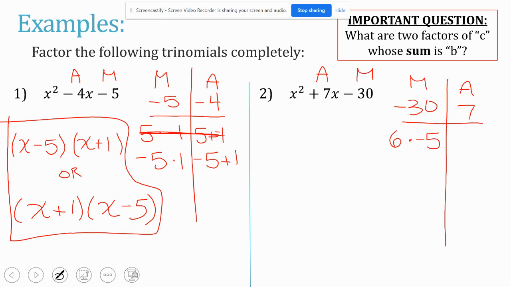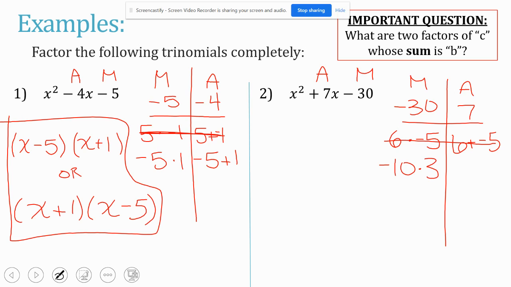6 times -5 gives us -30, but 6 plus -5, different sign, subtract, keep the sign of the larger. 6 minus 5 is 1. So that doesn't give us 7. So this is not the set of numbers we're looking for. Let's try -10 and 3 and see what happens there.